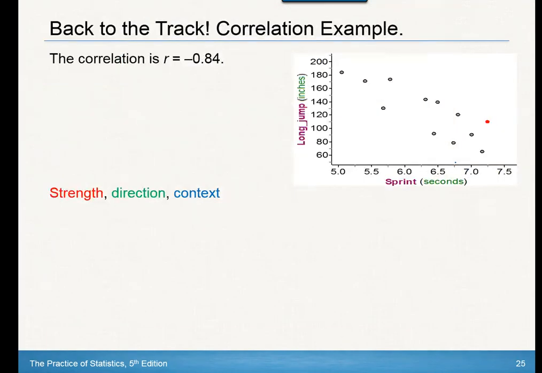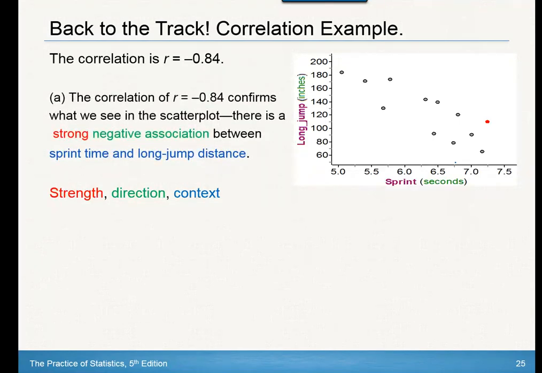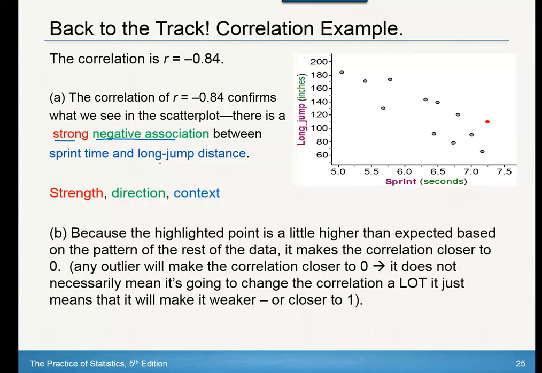Okay, let's take a look at what that correlation of R equals -0.84 means. That's going to confirm what we see here. Notice we are doing three things. We are saying there is a strong negative association, and then in context just means tell me what it's between: the sprint time and the long jump. So nothing fancy, just choose the two words, strong, moderate, or weak, and then positive or negative association, and then tell me what it's between. Okay, now let's take a look at this next one.